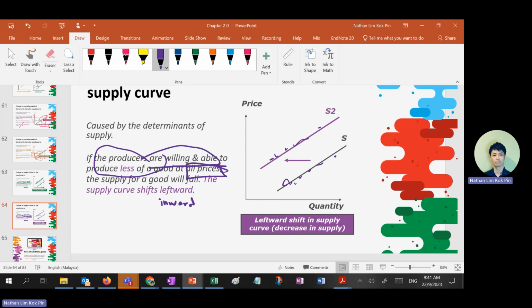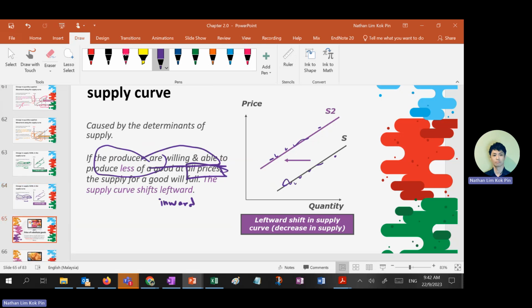It's similar to demand, so I go through it very fast, but actually it's the same thing. Movement along is still the same. The shift is still the same. Now we go to the shift.